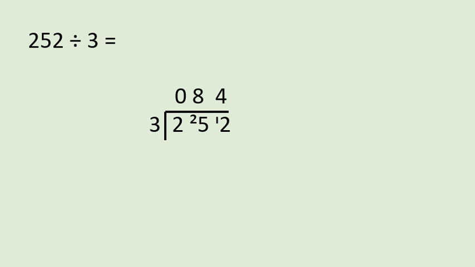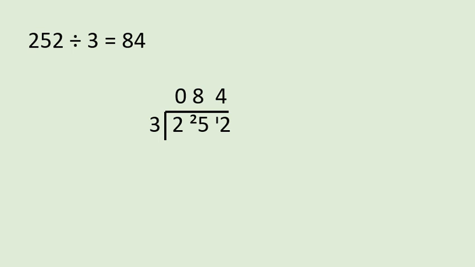So we have 1 10 left. That 1 10 gets put next to our little 2. Now, how many 3s go into 12? 3, 6, 9, 12. Our answer is 4. So 252 divided by 3 equals 84.